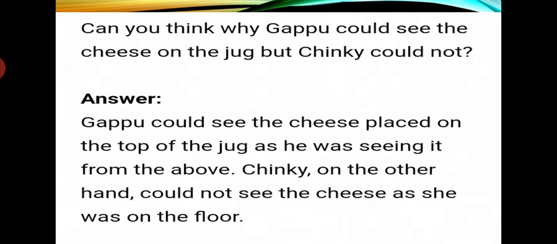So Gappu could see the cheese placed on the top of the jug as he was seeing it from above. Chinky on the other hand could not see the cheese as she was on the floor. She was on the floor, she can't see what things are placed on the table. But Gappu, as he was looking from above, he could see the cheese.